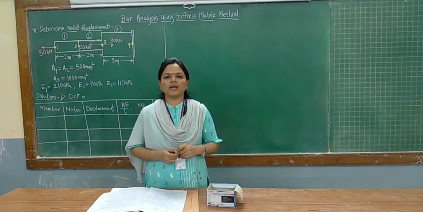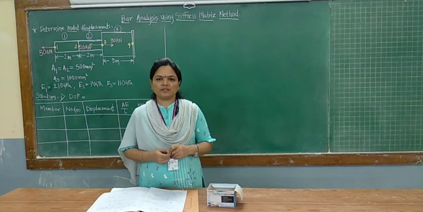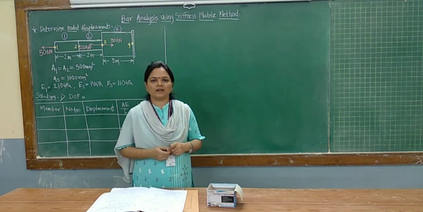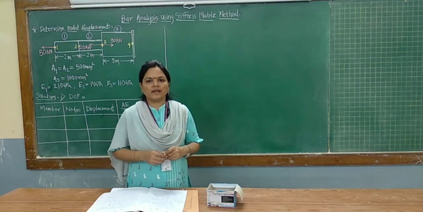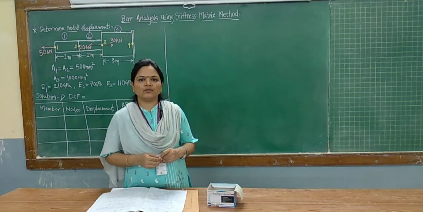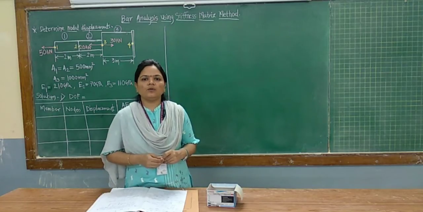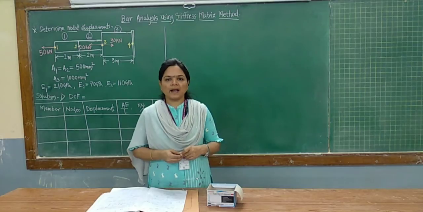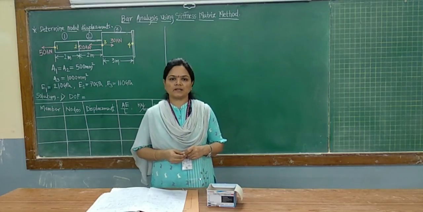In the last video, we have seen the standard stiffness matrix of a bar element, K equal to AE upon L times the 2 by 2 matrix [1, -1; -1, 1]. AE upon L is the axial rigidity or axial stiffness of that bar element. Now, based on that, let us solve the numerical example of bar analysis using this stiffness matrix method.